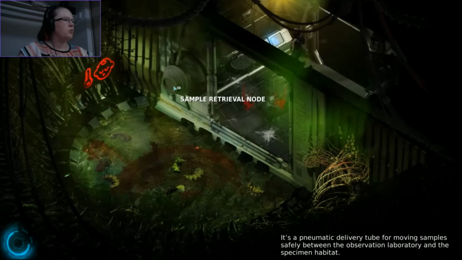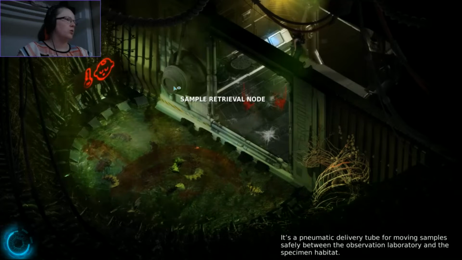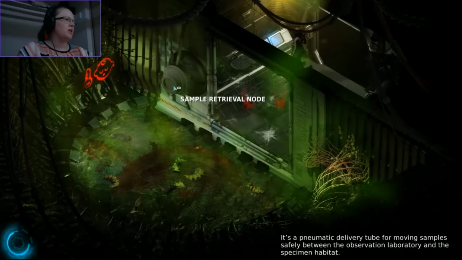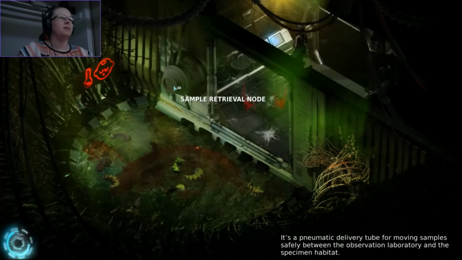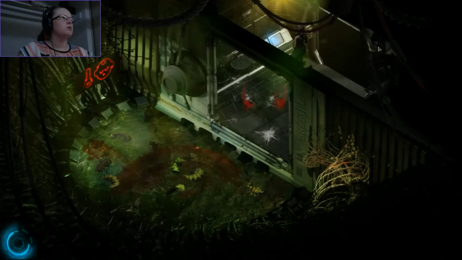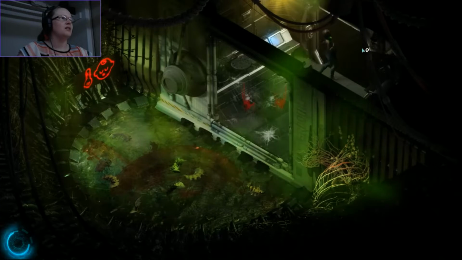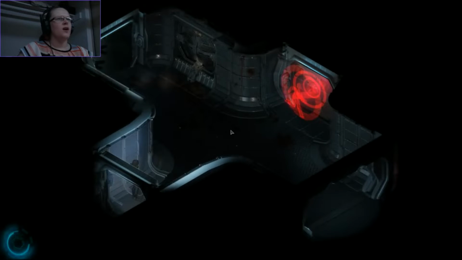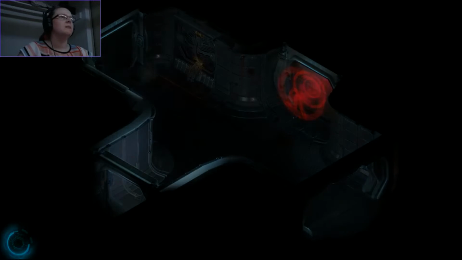A pneumatic delivery tube for moving samples safely between the observation laboratory and the specimen habitat. Gross. We gonna leave here then, because that's gross. Do I actually have a baby inside me, or is it one of them damn grubs? Gross. Nasty.